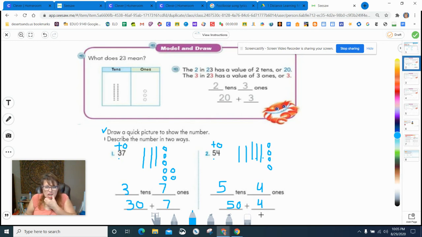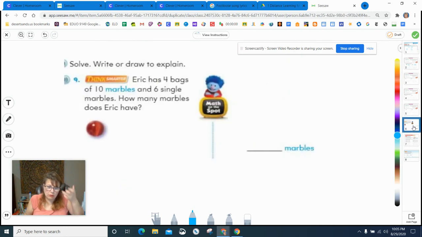Okay. So now I'm going to skip over to the math on the spot. This is a word problem, and that's important for me to review with you guys. Whenever we have a word problem, we have to read the whole thing, and then we need to find out, what do they want me to find out? What do they want me to solve? So normally, what they want you to solve is the question.